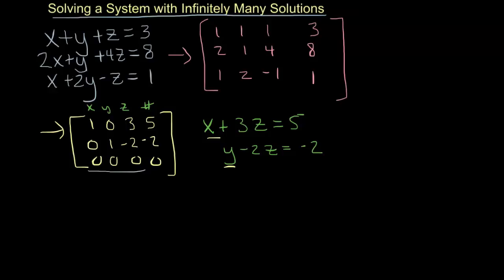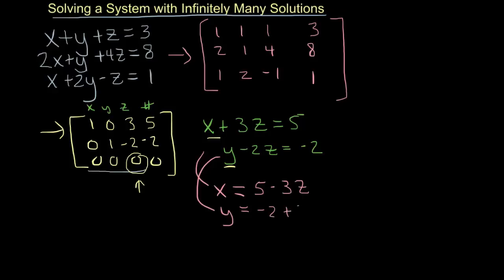In the matrix here, you'll notice that the z entry, where that should have been a 1, got eliminated. And that means that z can be anything you want it to be. So, for instance, if I solve this top equation for x, it becomes x equals 5 minus 3z. And if I solve this one for y, it becomes y equals negative 2 plus 2z. And so x and y are completely determined by whatever I choose for z.